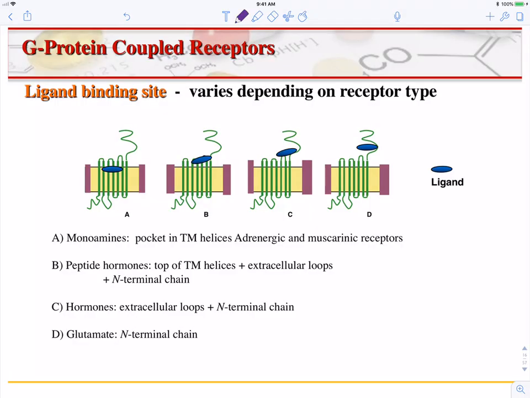Another thing to consider is that although the general topology of the G protein coupled receptor is the same, so they all have 7 transmembrane helices, what changes is the ligand binding site. That will depend on the specific receptor type. Specifically for monoamines, we have a pocket at the top of the transmembrane helices. And that includes adrenergic and muscarinic receptors, which we'll cover in due time when we talk about neurotransmitters.